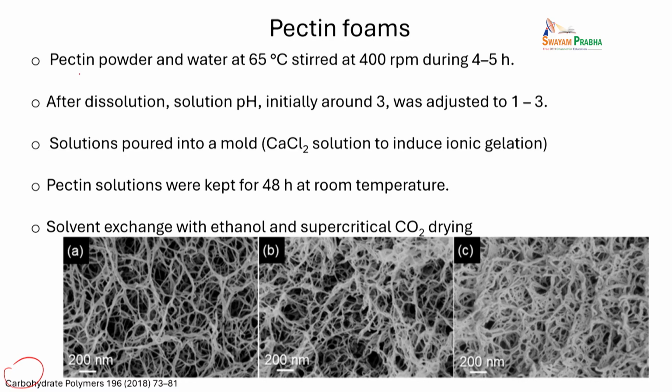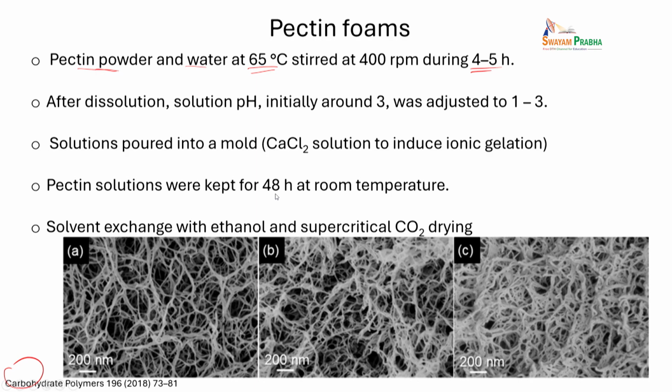So here what they have done is they have taken pectin powder in water at 60 degrees Celsius, and then stirred at 400 rpm over 4 to 5 hours for complete dissolution of pectin. After complete dissolution, the solution pH is adjusted to acidic condition, 1 to 3, and then the entire solution is poured into a mold, okay, silicon mold. And if you want, one can also add calcium chloride as a cross-linking agent to induce gelation. Okay. Now this entire solution in a mold is kept at room temperature over 2 days.